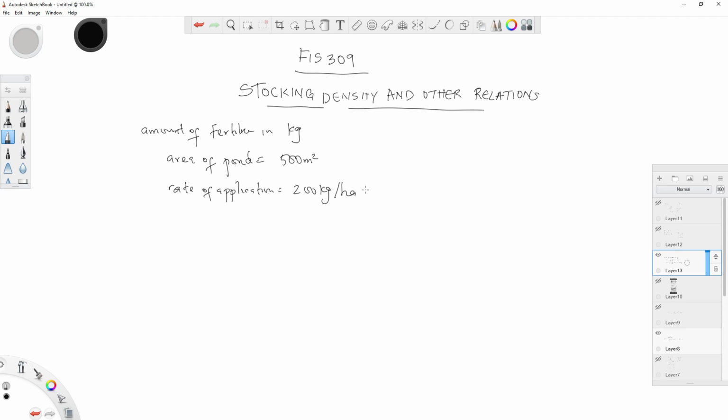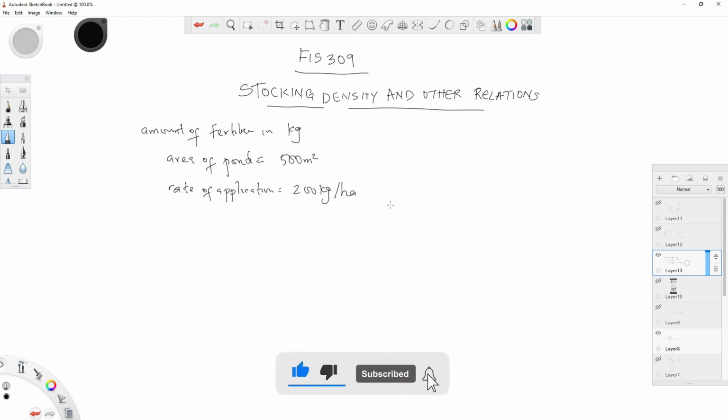Solving this is basically the same way we did for the other one, the stocking density. It's the same way you also solve this. It's actually basically how to relate quantities. That's why I just termed it stocking density and other relations. So how to relate other quantities, other things to get your answer. So this is the rate of application, 200 kg per hectare. My advice is always convert it to meter square.